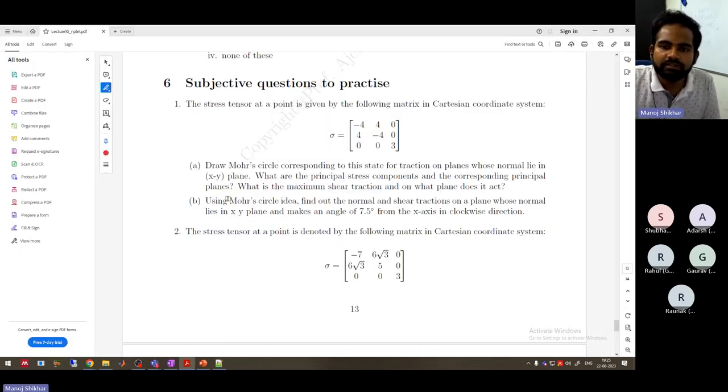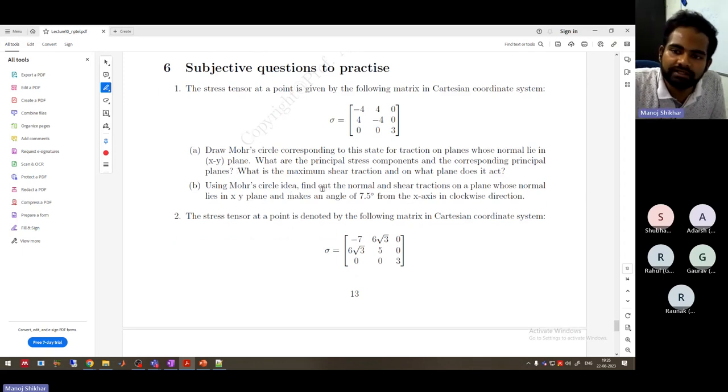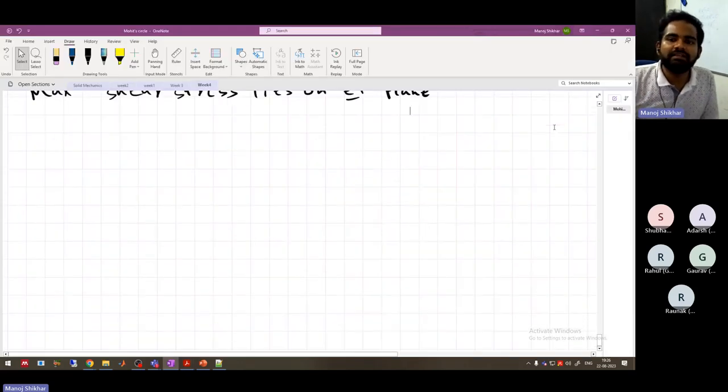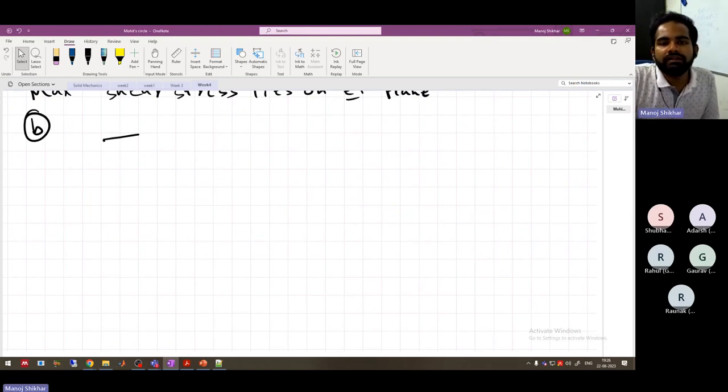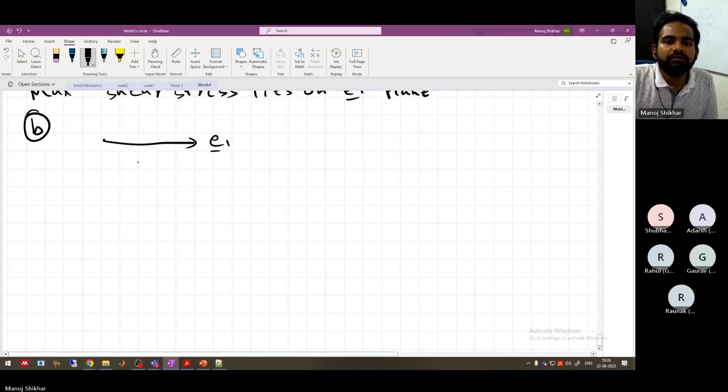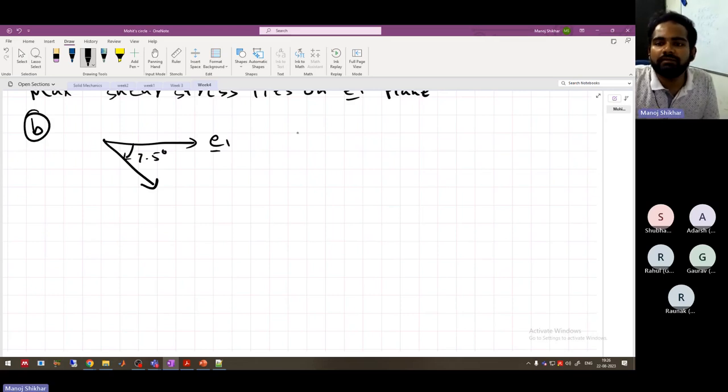So the first part of this question is done. Now, using Mohr circle's idea, find out the normal and shear tractions on a plane whose normal lies in XY plane, making an angle of 7.5 degrees from the x-axis in clockwise direction. The x-axis is basically the E1 axis. So for part B, you have the E1 axis here, and they're telling us that the normal makes an angle of 7.5 degrees. So on Mohr circle, what will happen?